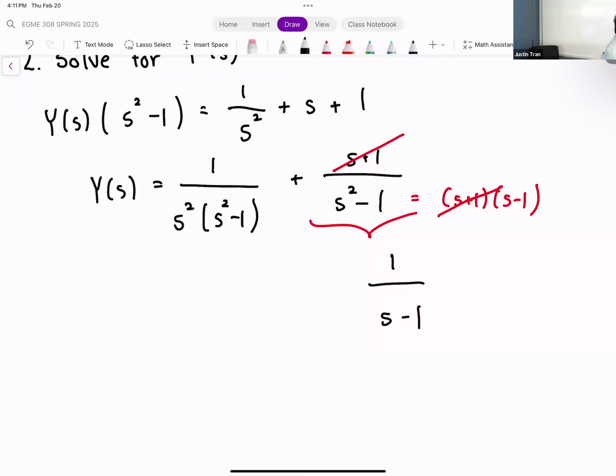And 1 over s minus 1, this is something we can invert because this is just the inverse Laplace transform of e to the t.